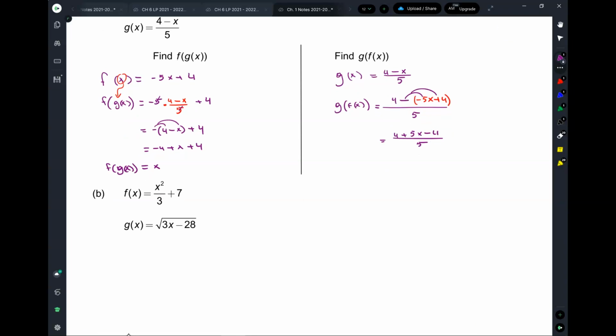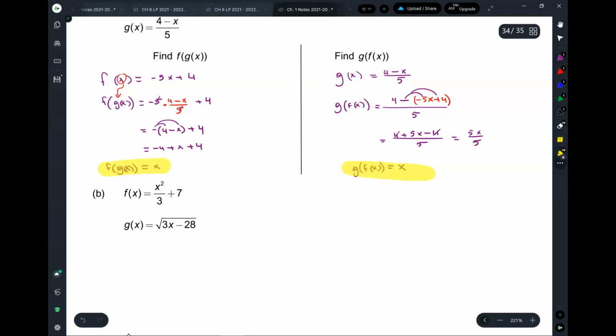So let's see what we get here. The 4 minus 4 go away. You have 5x over 5. And what does that leave you with? X. So look at that. They are inverses of each other because we got x for g of f of x and f of g of x, and they're inverses. So now, it is magical because no matter how complex those functions are, if they're inverses, by law, they are required to behave in this way. It's supposed to go away and you get an x.